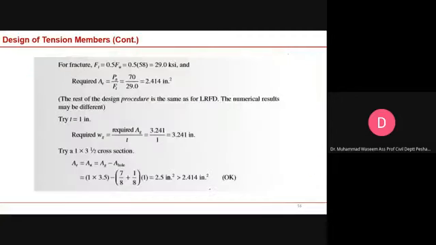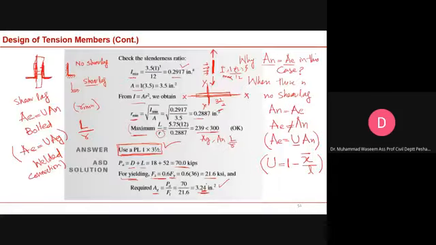Similarly, you can calculate based on fracture. The allowable stress based on ASD will be 29 ksi. Based on these values, you can calculate the effective area. Now you have calculated the effective area and the gross area. Now you will check that.